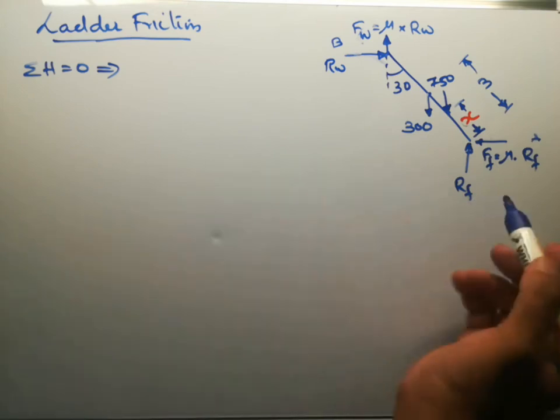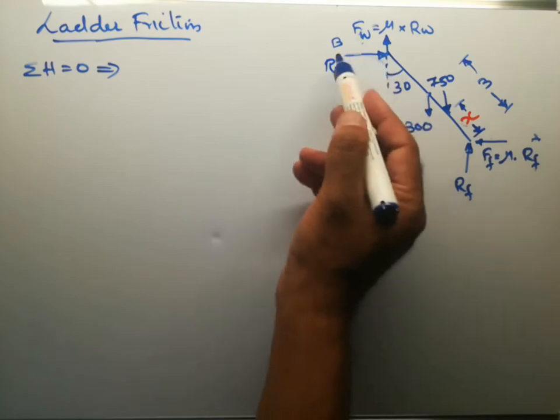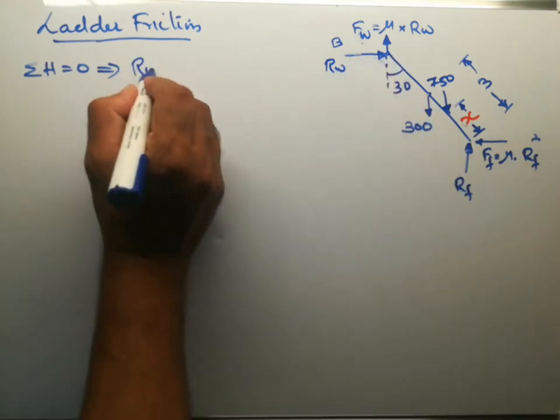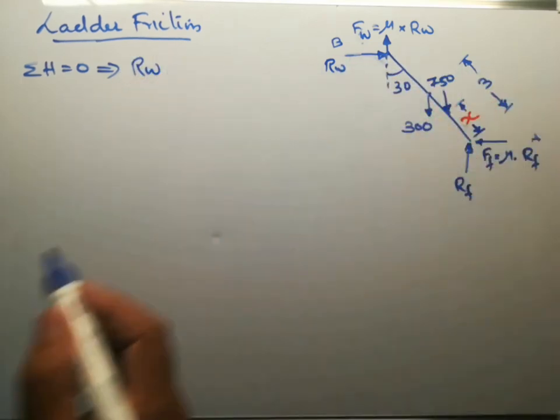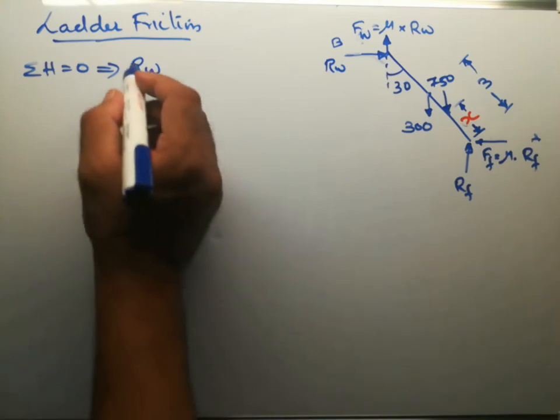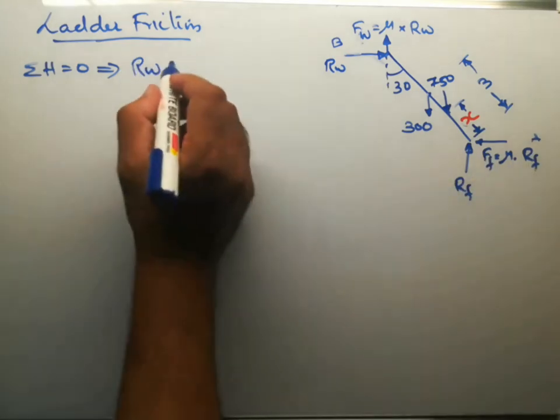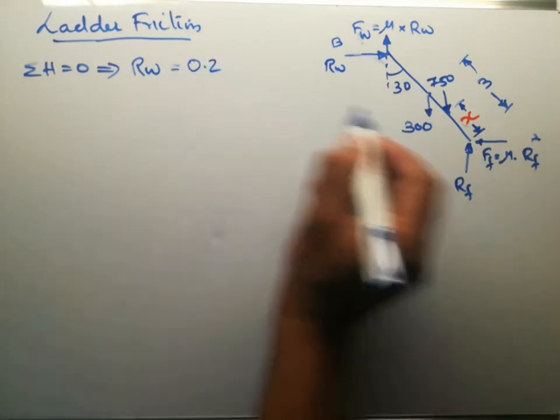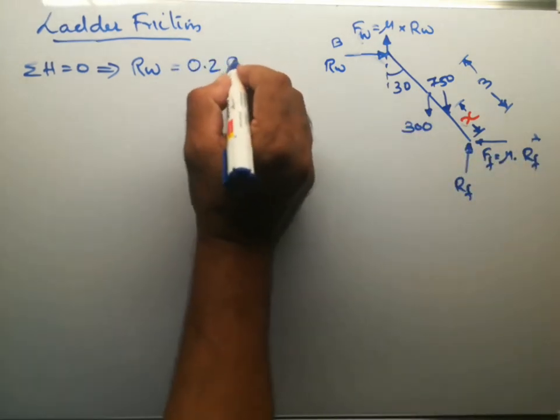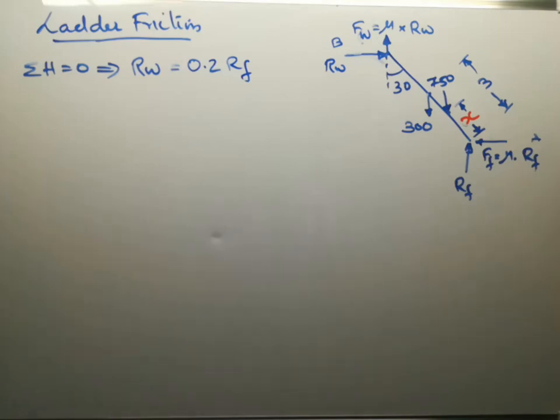Therefore, what are the horizontal forces? Taking left to right as positive, RW, then the other one is mu into RF, which is equal to 0.2 into RF. So RW is equal to 0.2 into RF.